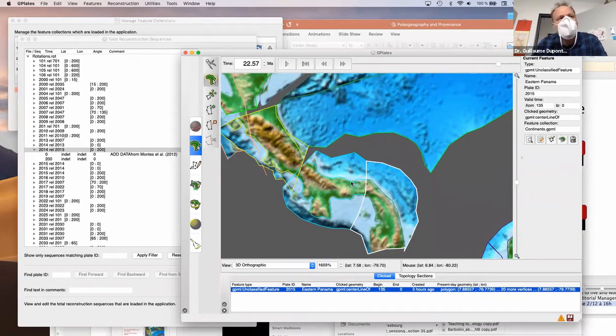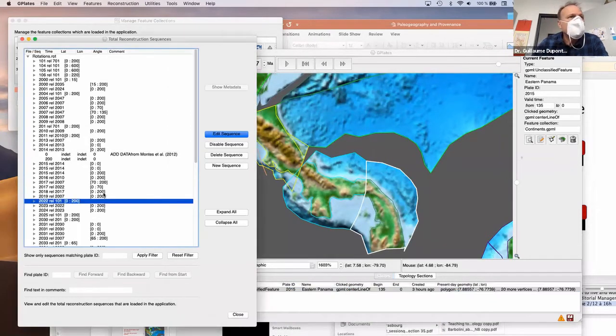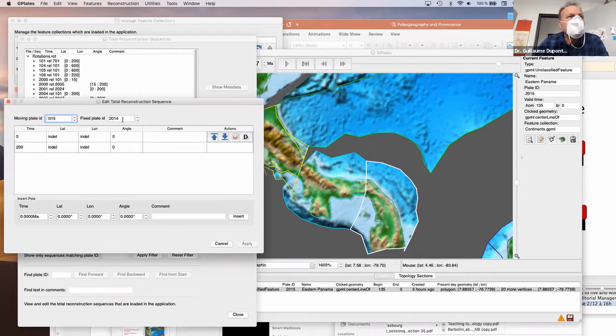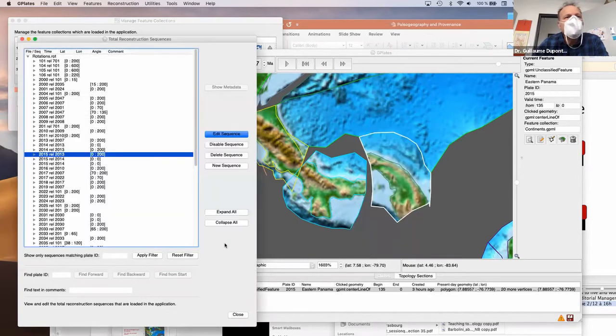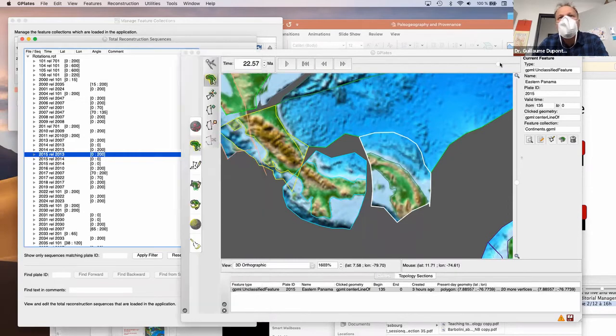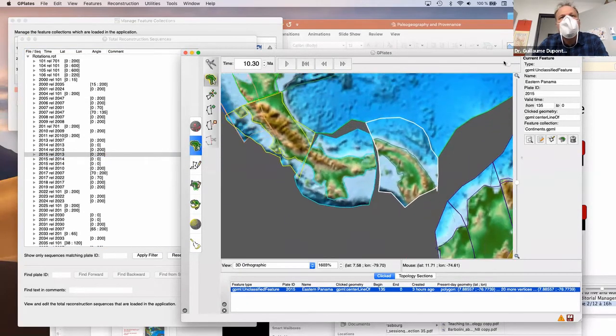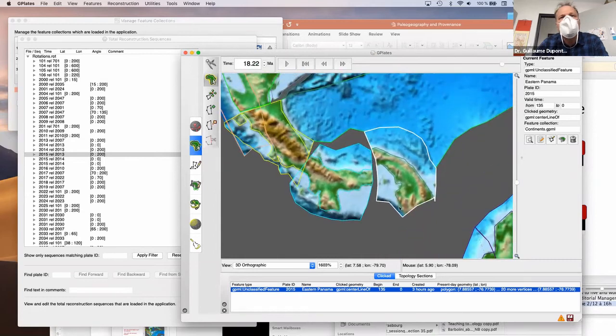So to do this, this is where you can go. I selected this block. You can go on this file and set the reference for this block to 2013. So this is 2015. I think it's this sequence here. And here on the top, I can set it to 2013. Apply. Okay, and now it's back here. And so you see, only this block, 2014, is rotating, and the other one has not moved at all.